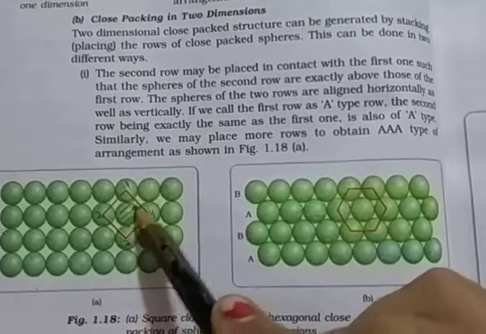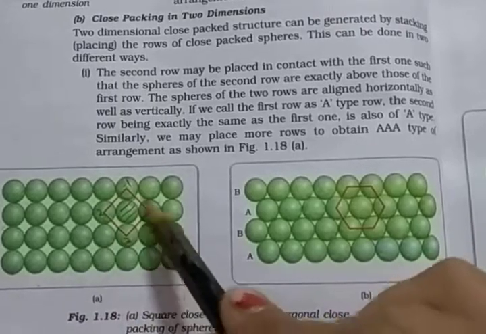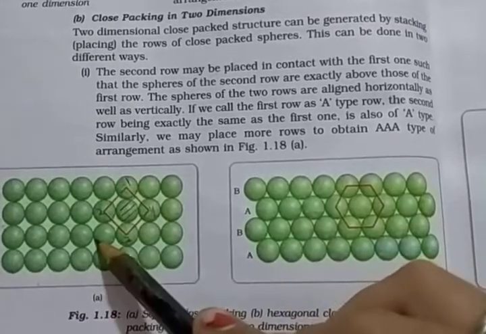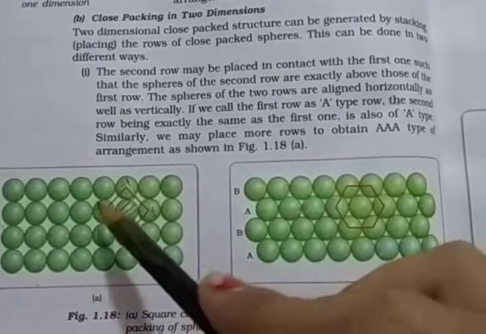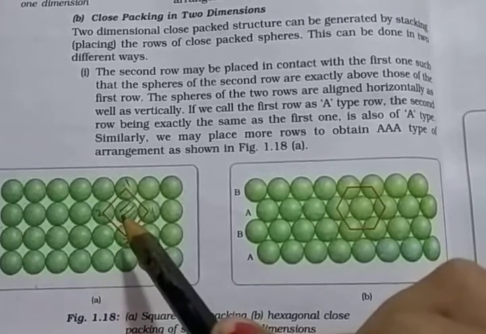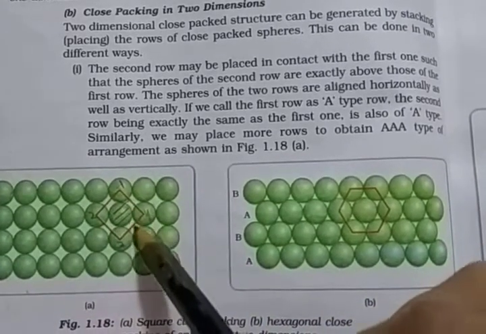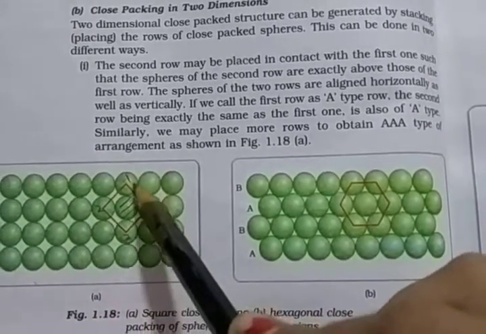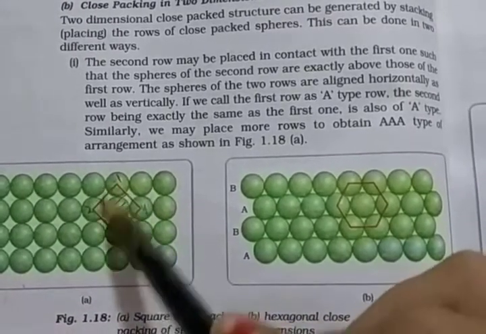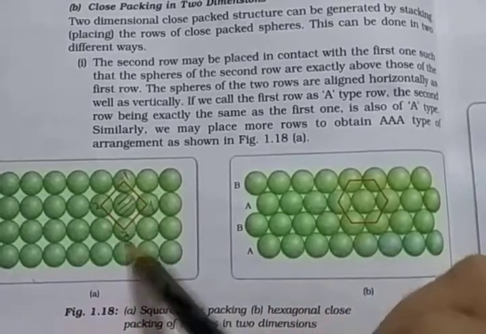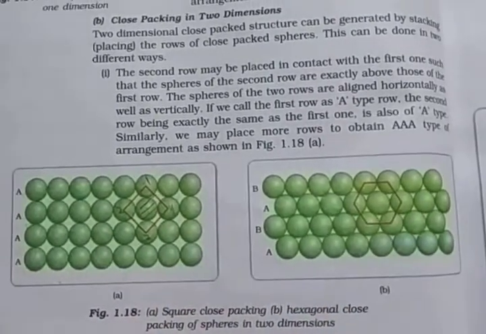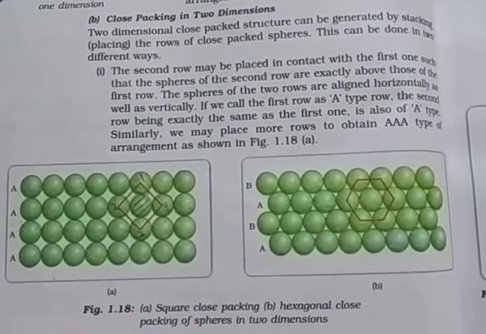each sphere is in contact with 4 of its neighbors: 1, 2, 3, 4. So its coordination number is 4. Also, if the centers of these 4 immediate neighboring spheres are joined, a square is formed, and so this packing is called square close packing in two dimensions.